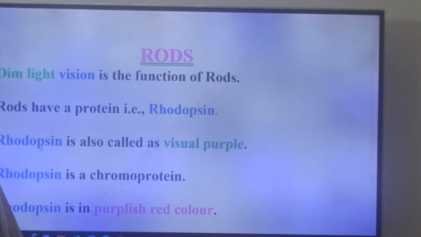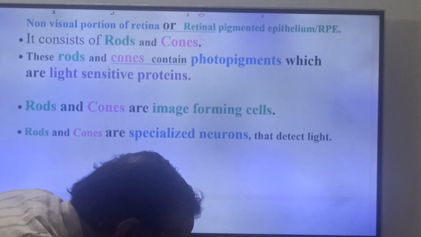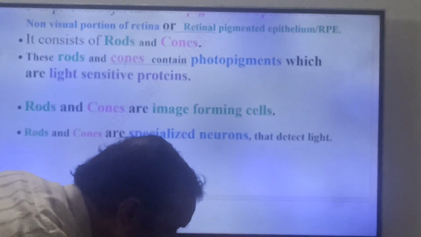What is the function of the rods? They help in dim light vision. When the light is very low, at that time human beings can see with their rods. So rods help in dim light vision. Rods have a protein. You know it, friends. They have a light sensitive protein.